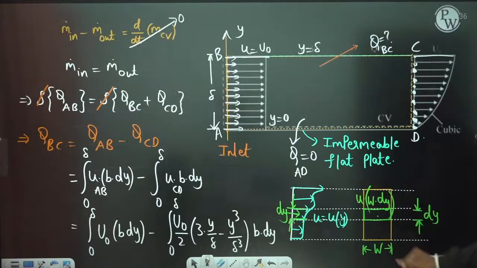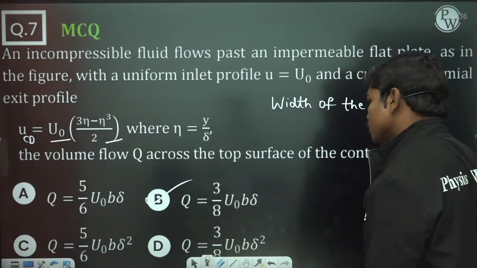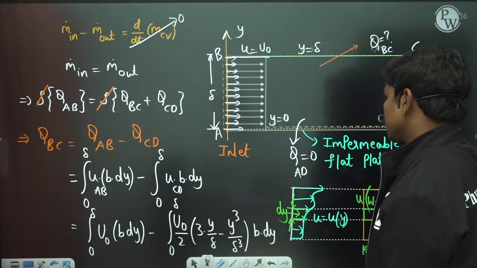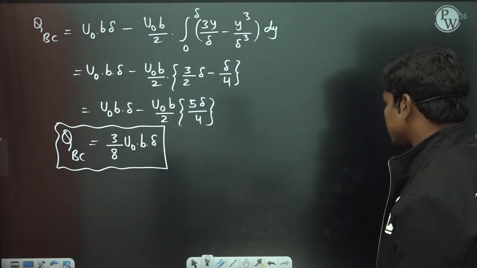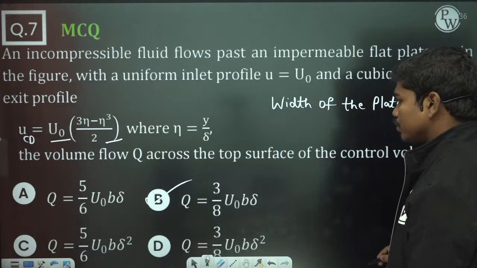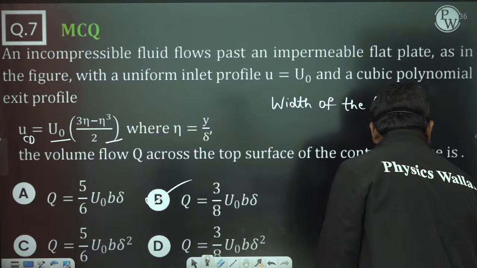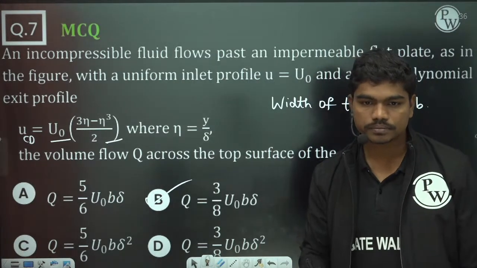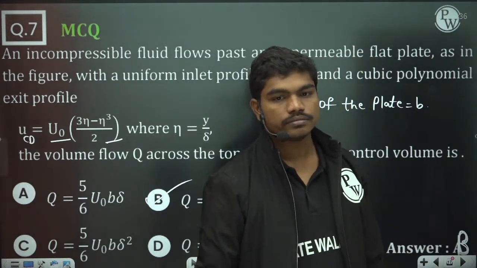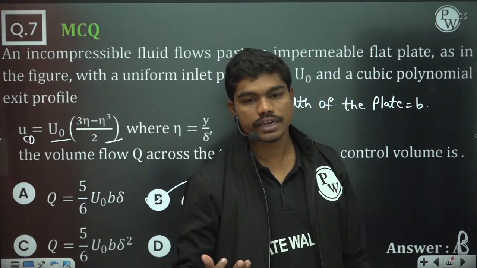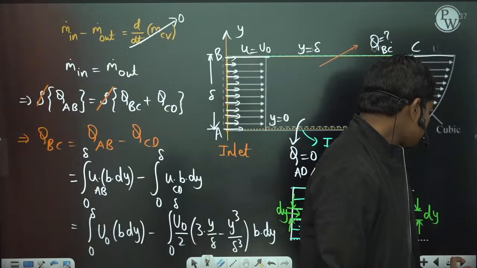What is the answer for this question? I forgot. 3 by 8 times this value, so 3 by 8 times u naught b delta. 5 by 6 is given, but I think the answer has changed; 3 by 8 u naught b delta is the correct answer. I think he forgot to change the answer. B is the correct answer. Yes, the displacement concept derivation and all. Anyhow, let's go for the next question quickly.